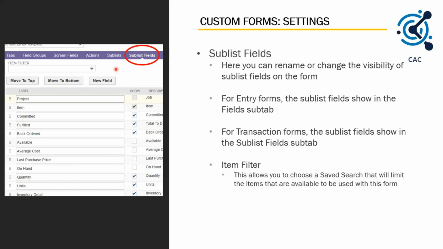So in this case, you might call it GSA sales form, and any of the items that are going to be available on that sales order are only the ones defined in the saved search that you choose in this item filter. Took me a long time to discover this, but once I did, it's a pretty cool feature.